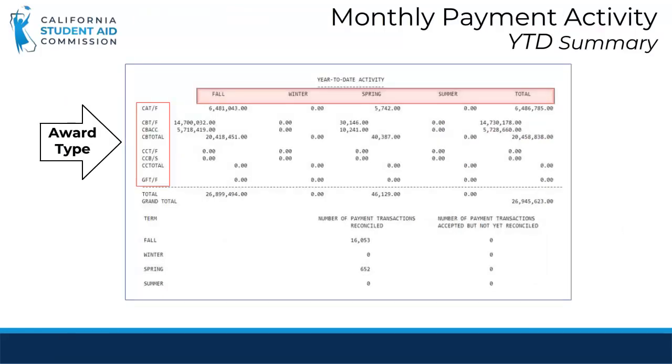The Payment Activity Report also includes a summary of fall, winter, or spring, and summer total disbursements. Award types are abbreviated. CATF stands for Cal Grant A Tuition and Fees. CBACC means Cal Grant B Access Award.